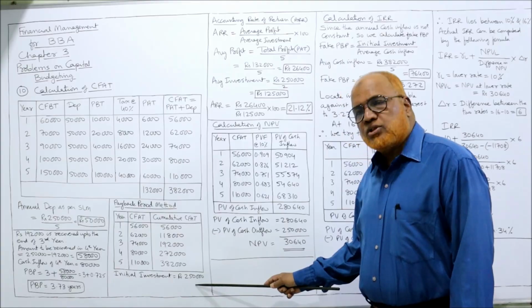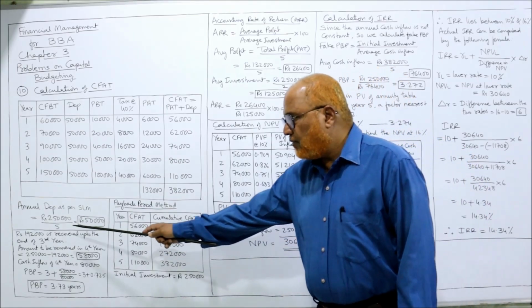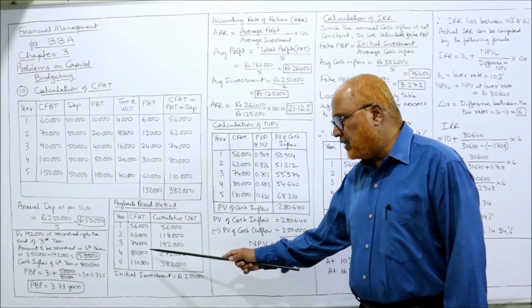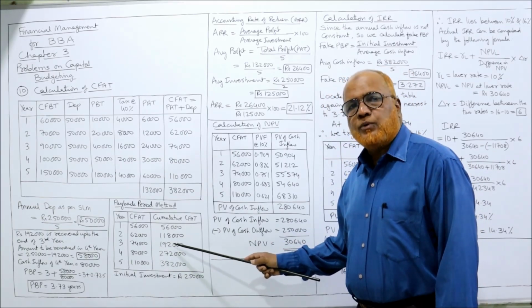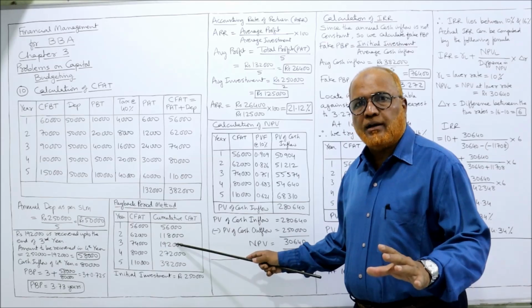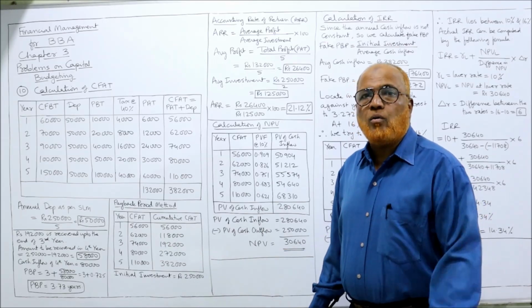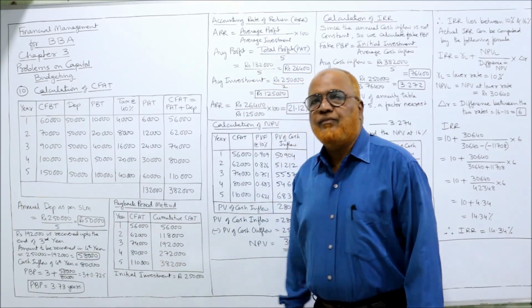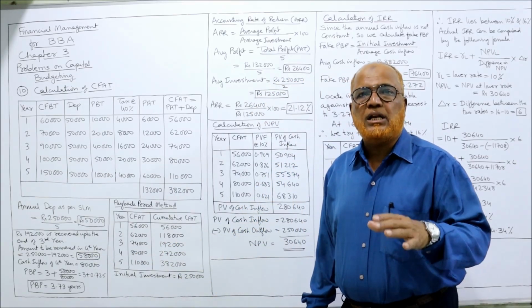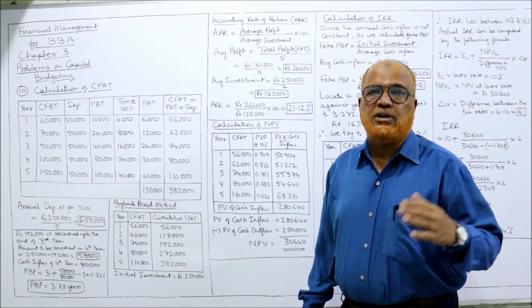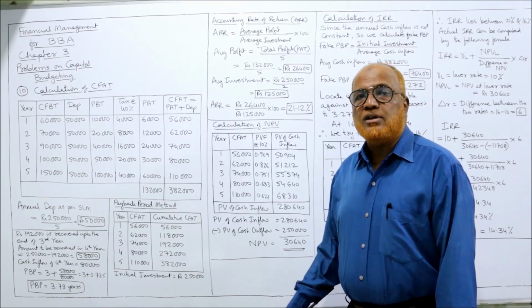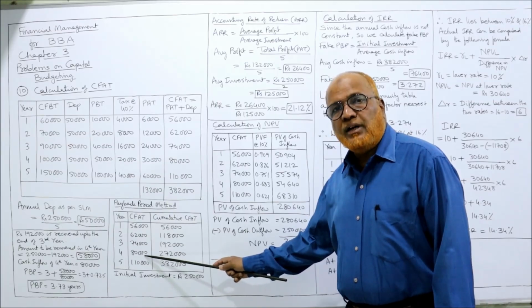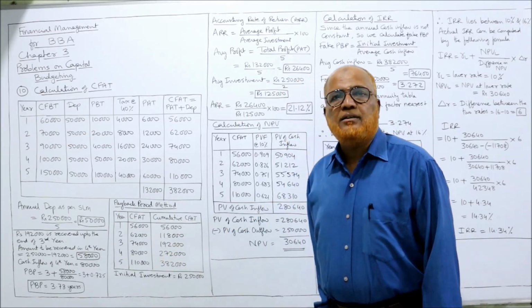So initial investment 2,50,000. Now 1,92,000 is received up to the end of third year, right? Now how much still we require? So 2,50,000 minus 192,000, 58,000 we still require in the fourth year. So fourth year, what is the cash inflow? 80,000. So out of 80,000 we require 58,000.